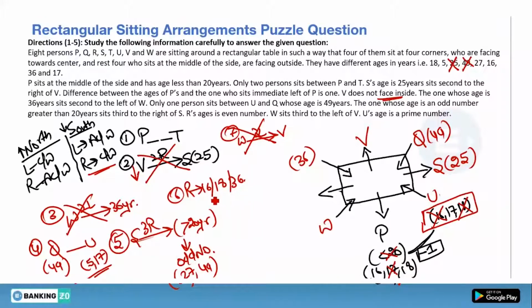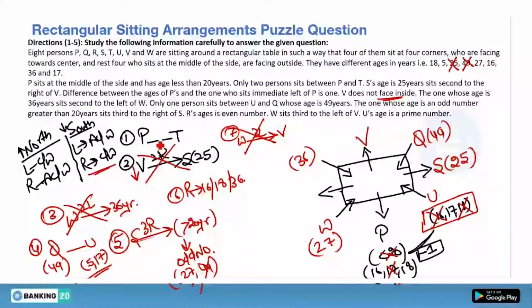We know that R's age can be 16, 18 or 36. This is also possible. Now let's check this point. From S, third right is the person whose age is greater than 20 years. S is over here, S is facing outside, and right will be in clockwise direction in case of outside. So 1, 2 and 3. 49 we have used, only one age is left, that is 27. So W will be 27.